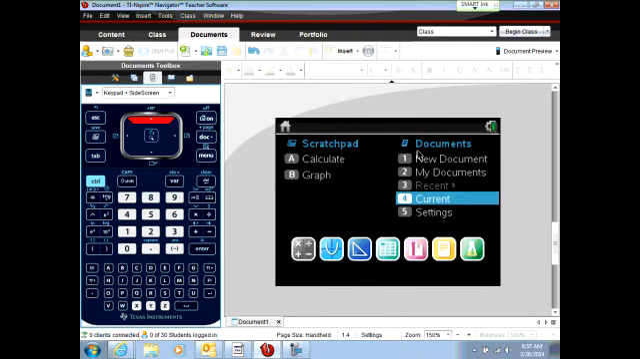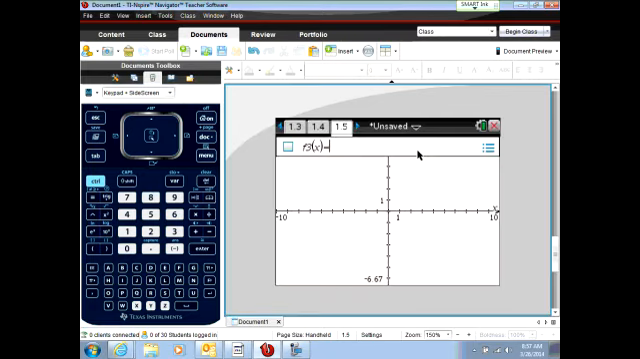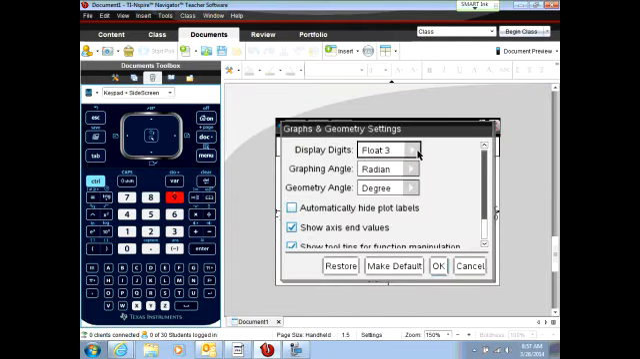The other place you would want to go is on your graphs page where we're going to put this. We are going to have to hit Menu and number 9, Settings. And you want to make sure that your graphing angle is in radians.